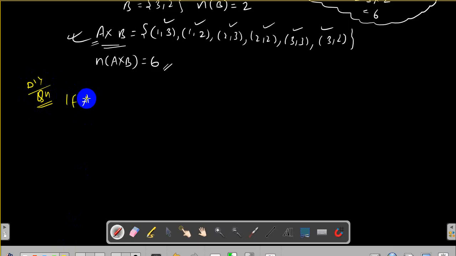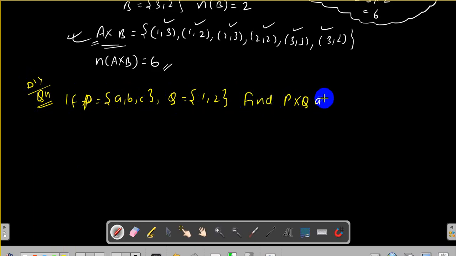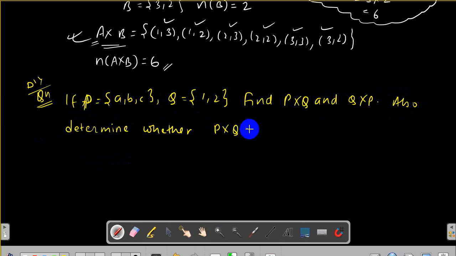Let's say P equals {A, B, C} and Q equals {1, 2}. Find P cross Q and Q cross P. Also determine whether P cross Q equals Q cross P and whether n(P cross Q) equals n(Q cross P).